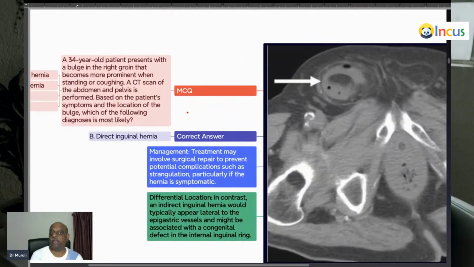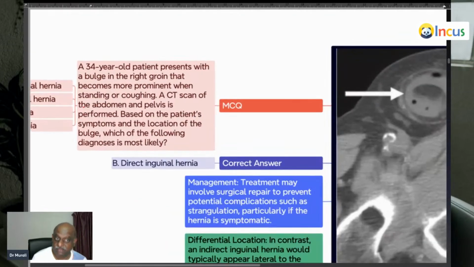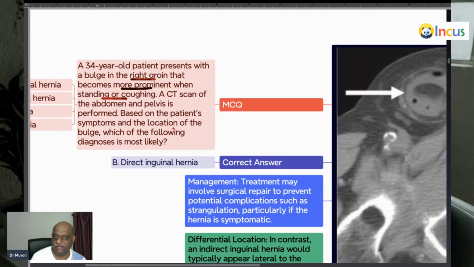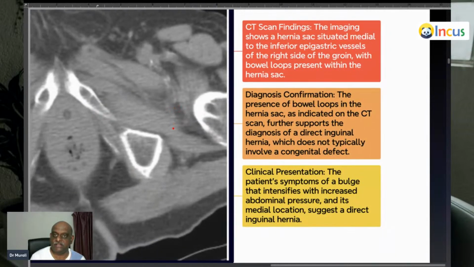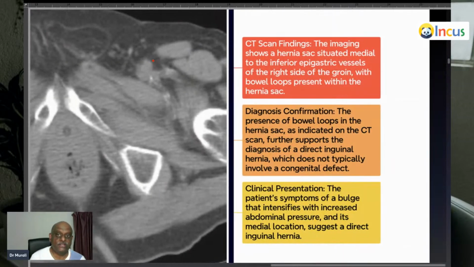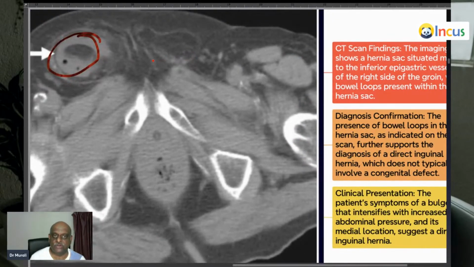A 34-year-old patient has a bulge in the right groin that becomes more prominent when standing or coughing, and a CT is being done. So what do you see in the CT, doctor? There is a hernial sac which is situated medial to the inferior epigastric vessels on the right side.